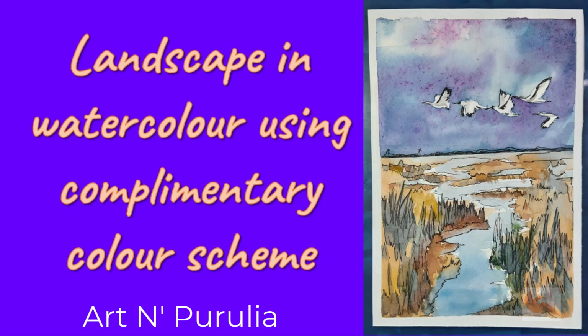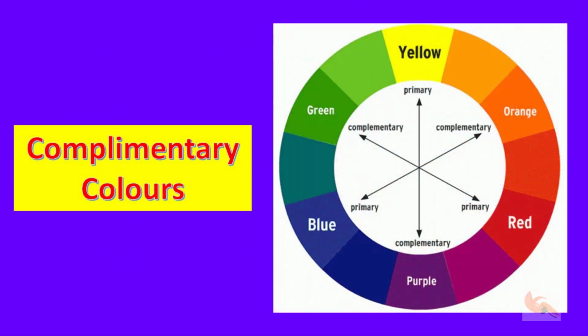I'm Torit Mahato here. Today we'll paint a simple landscape using a complementary color scheme. We all know complementary colors are those which lie opposite to each other in a color wheel, and they complement each other. That means they make the other color pop comparatively.